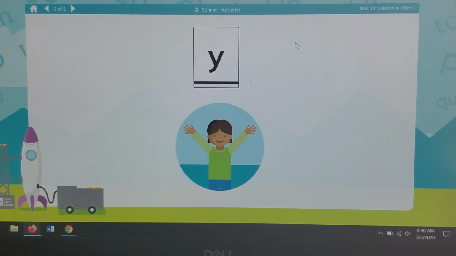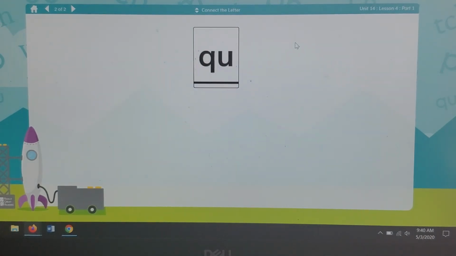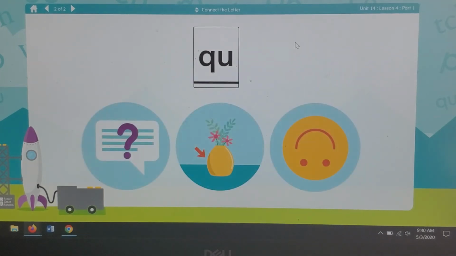Yes is correct. Next, we have the letter Q and U. Remember, we're working with what sound when these two letters appear together? Qu is correct. We have question, vase, upside down. Which one begins with Qu?